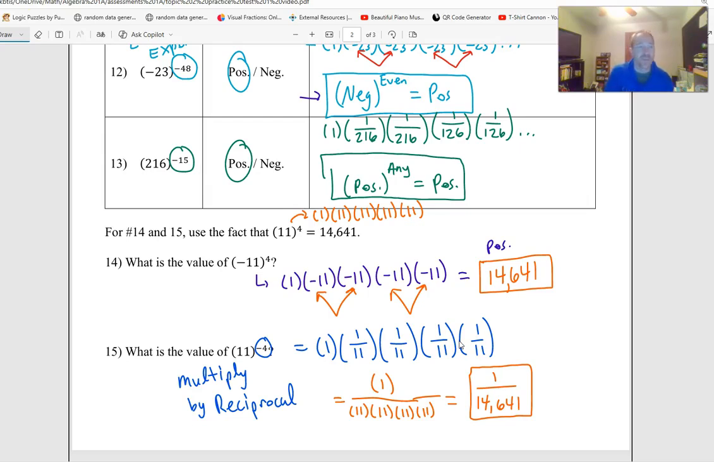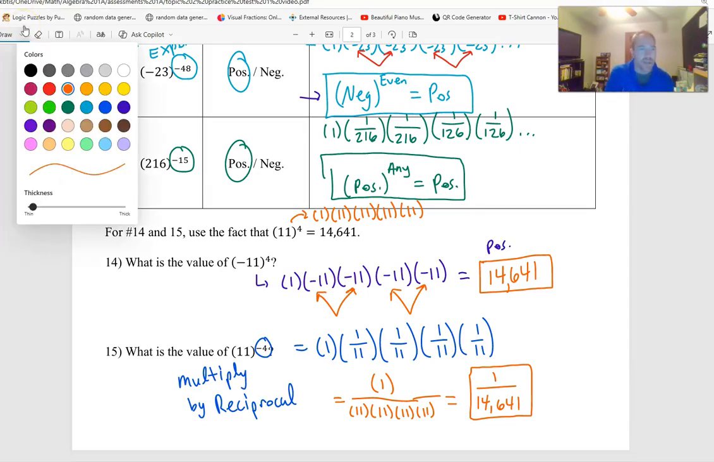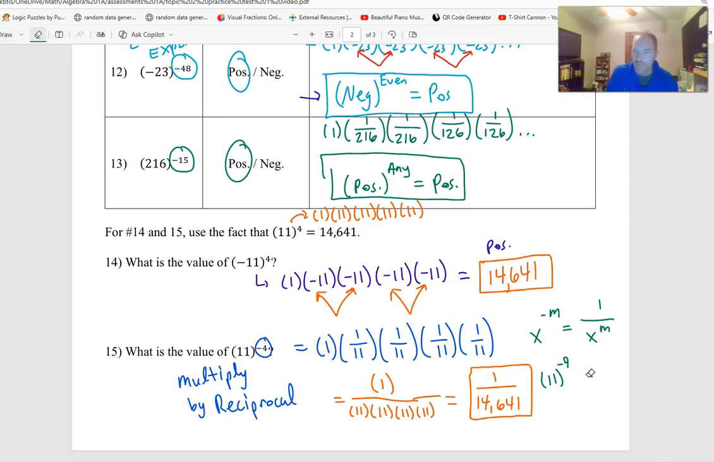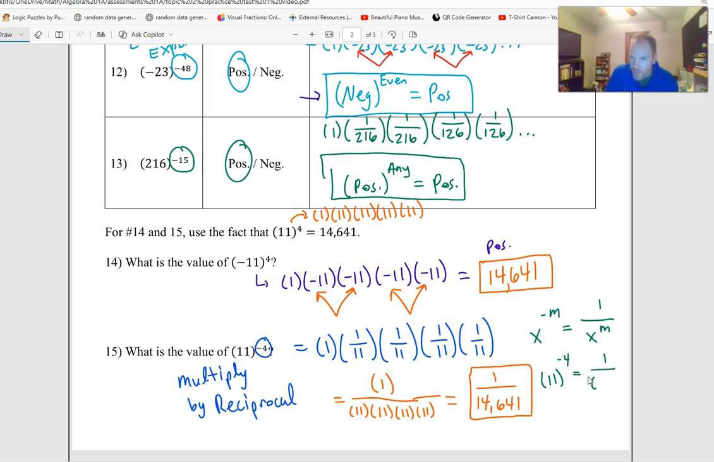If you wanted a shortcut for number 15, you might remember there's a property that says if you have a negative exponent, the shortcut is to put that as a positive exponent on the bottom of a fraction. So 1 over x to the positive m. So we could say 11 to the negative fourth would be 1 over 11 to the positive fourth. See if I can write this nicely. And so we can just insert then that 11 to the fourth is that 14,641, but it's on the bottom of the fraction.